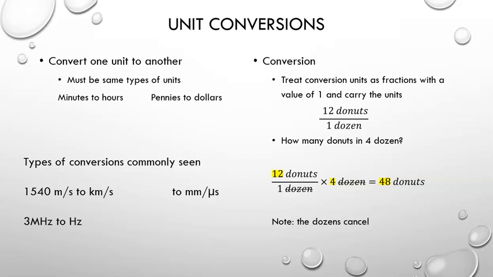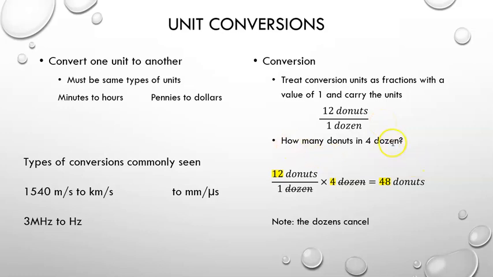How do we do these conversions? Well, it's not too hard. You treat conversion factors as fractions with a value of 1 and carry the units. So we know that 12 donuts equals a dozen. We can put them in this relationship, 12 donuts over 1 dozen, and that's going to equal 1.